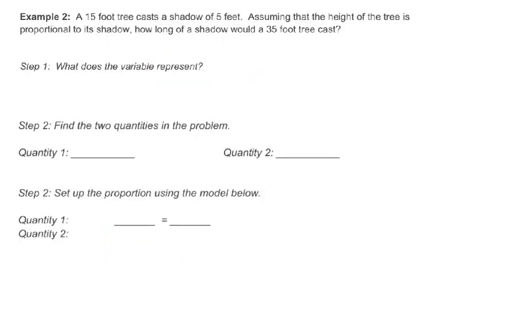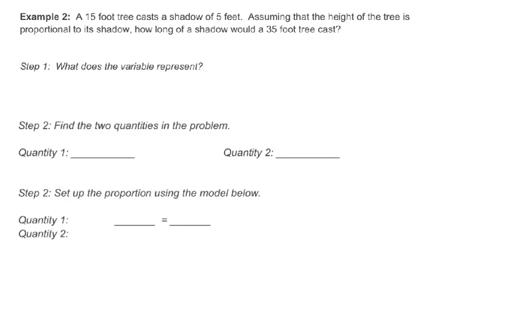Okay, let's try an example. So it says, a 15-foot tree casts a shadow of 5 feet. Assuming that the height of a tree is proportional to its shadow, how long of a shadow would a 35-foot tree cast? Alright, so what does the variable represent?